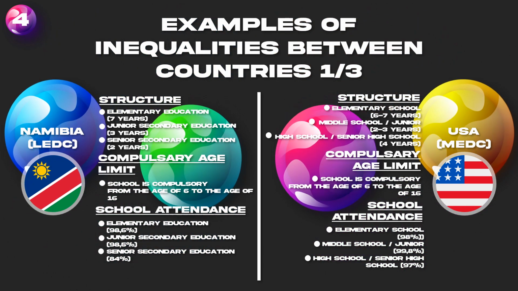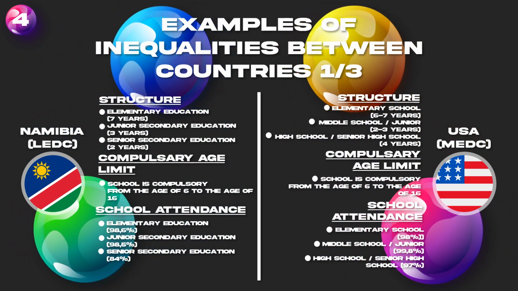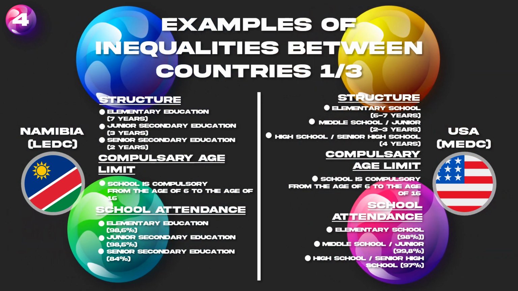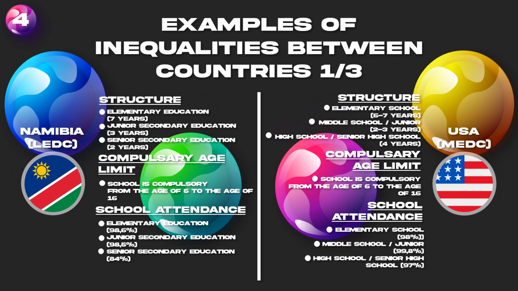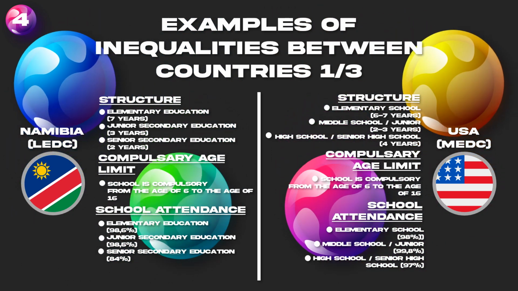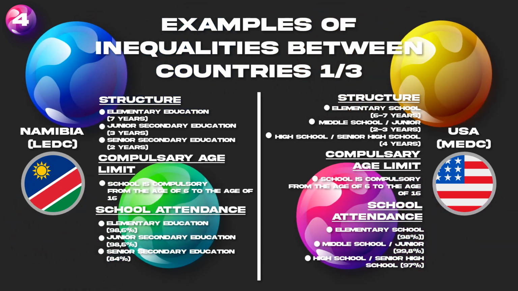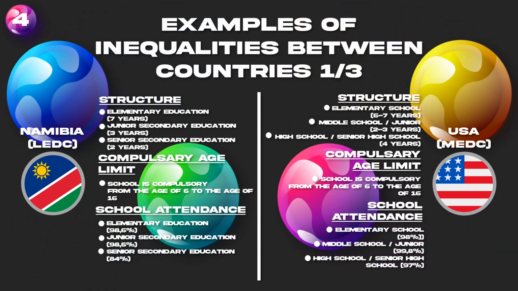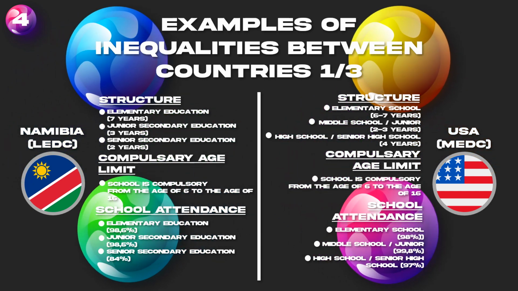School attendance in elementary school in Namibia is 98.6%, followed by 98.5% in junior secondary education, and only 84% in high school. For the United States, they have 98% elementary school attendance, 99.8% in middle school, and 97% in high school.